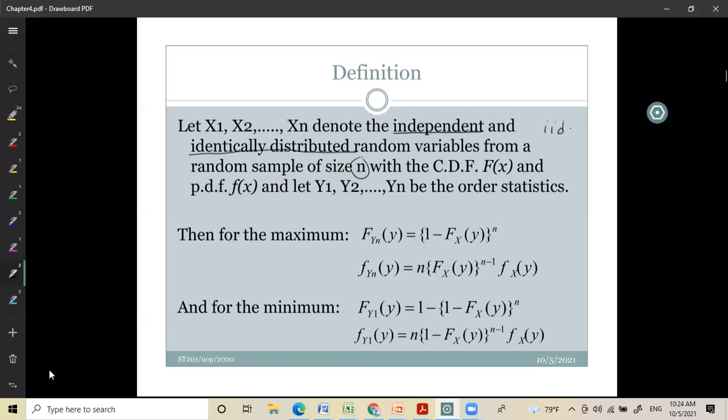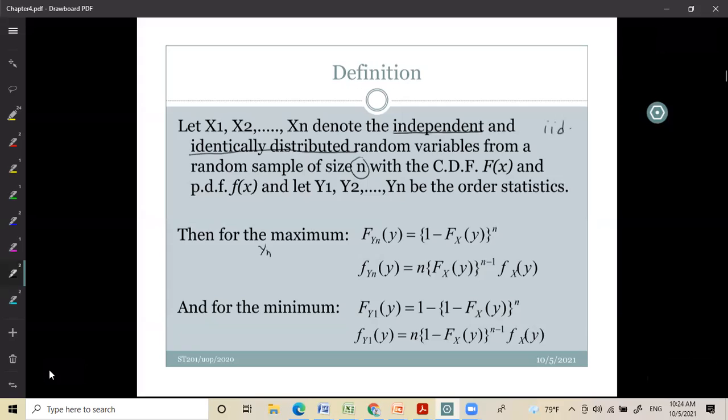And let's order them together. Now, after you order these samples, you get Y1 up to Yn. That is your order statistics. Then if you define the maximum of this data set, that is Yn, this is how you write the CDF of Yn, the maximum. So you can see the notation F_Yn.